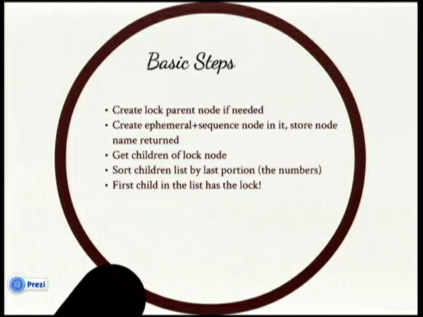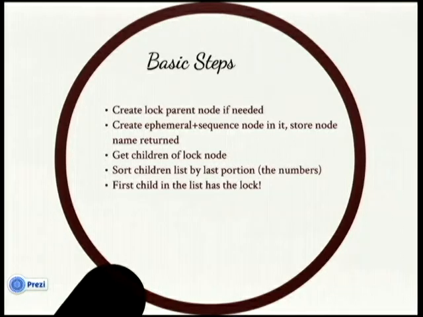The basic steps work like this. You create a lock parent node. So essentially you're going to create one node that doesn't have anybody underneath it. And this is what the lock is that everybody's going to agree on. So if the lock is called, you know, Fred, then everybody's going to lock the Fred resource, whatever that is. So we create the lock parent node if needed. We create the ephemeral plus the sequence node, and we store it underneath. And we get a name back for it.